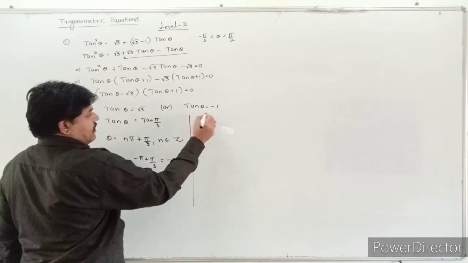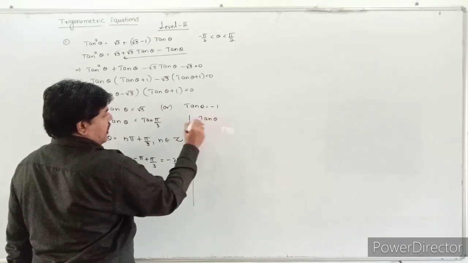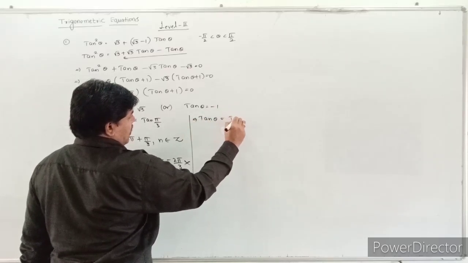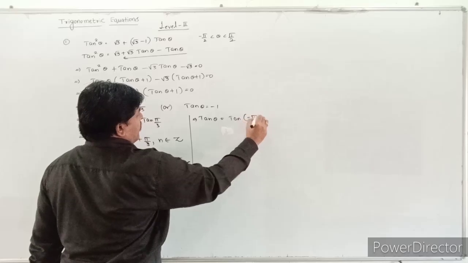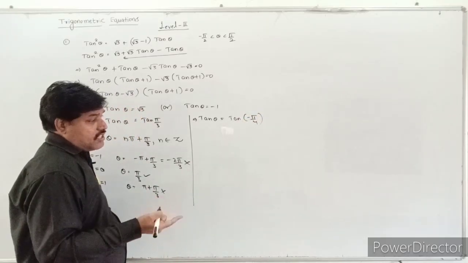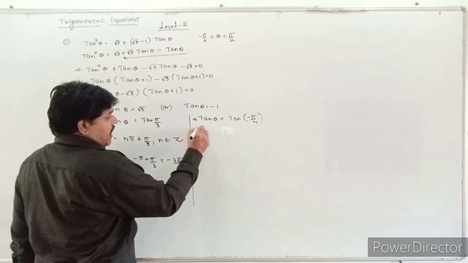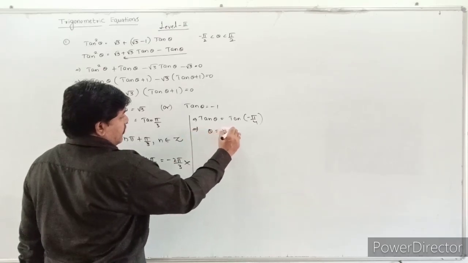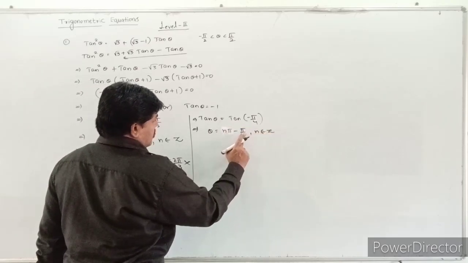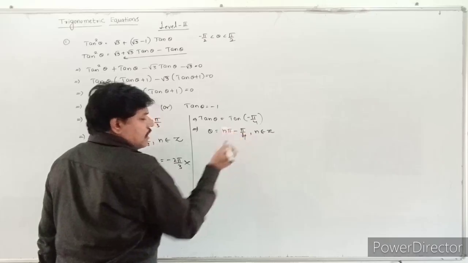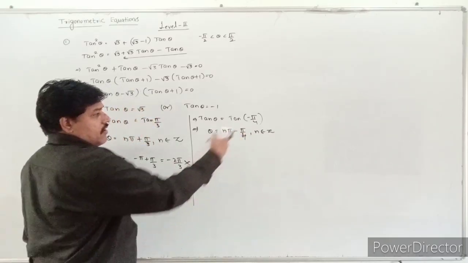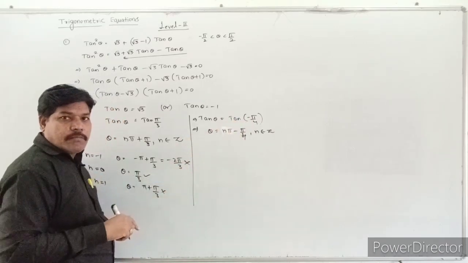What is this? tan θ = −1. That implies tan θ = tan(−π/4), since tan of −45° is nothing but −1. So that implies θ = nπ − π/4, n belongs to Z. Why? Because if tan θ = tan α, then θ = nπ + α. The value of α is −π/4, so that's why we are getting −π/4.